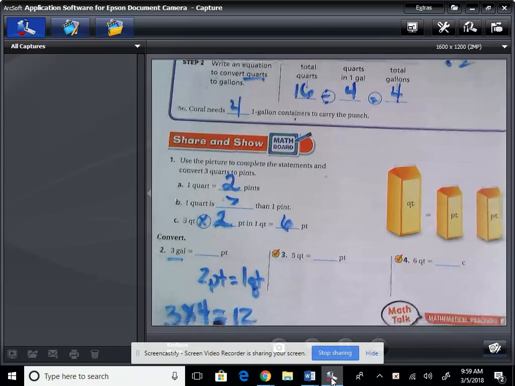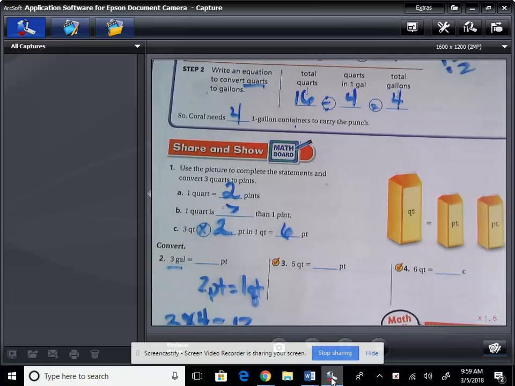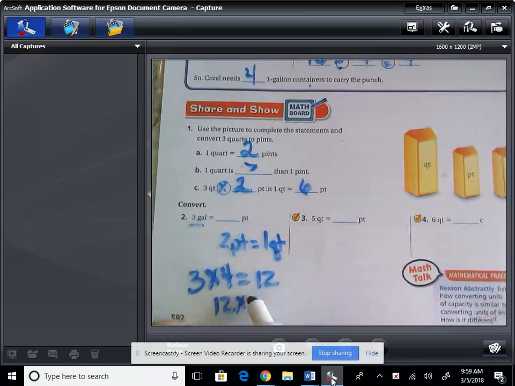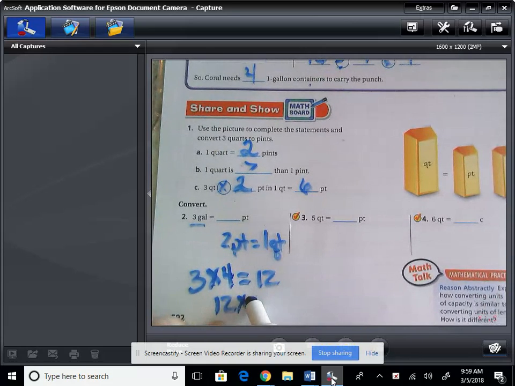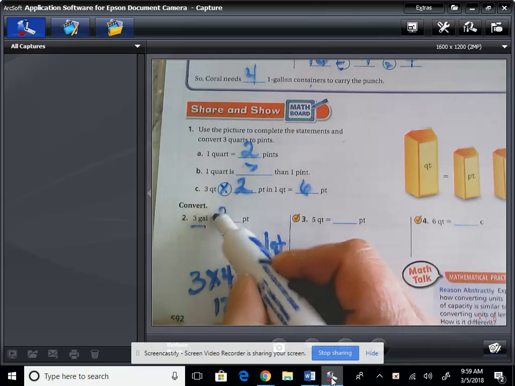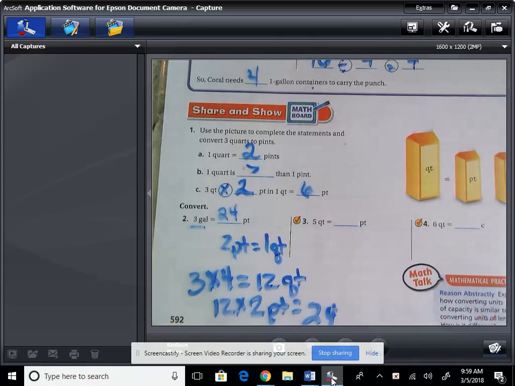And then we're still going larger to smaller, so we have 12. This is how many quarts we have. So now we have 12 quarts times 2 pints equals 24 pints. Okay, that's one way to do it.